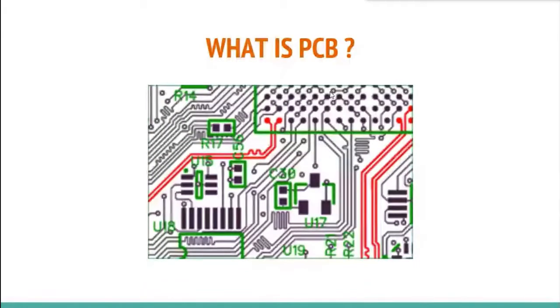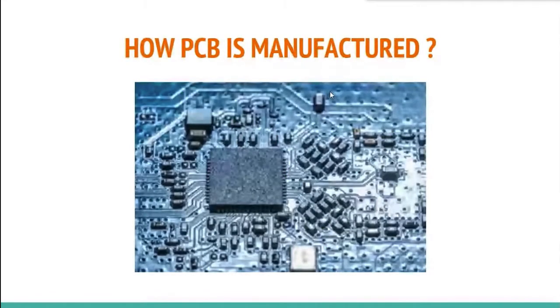It is a tiny board on which conductive pathways are printed, which connects different components like transistors, resistors, and integrated circuits. They are actually made from insulating materials with a metal coated surface. So first we'll see how they are actually manufactured.